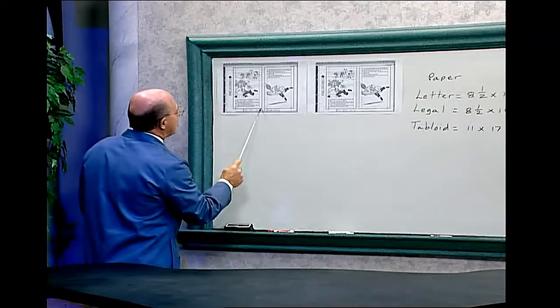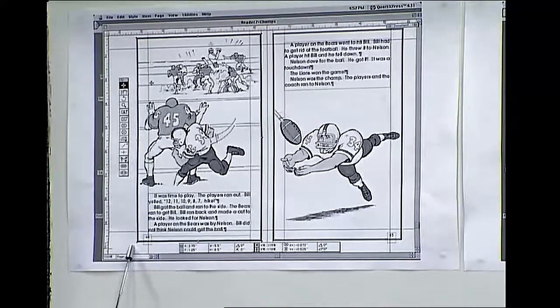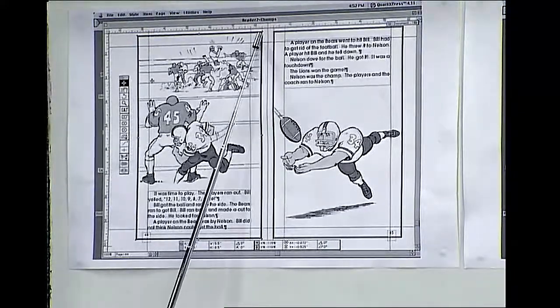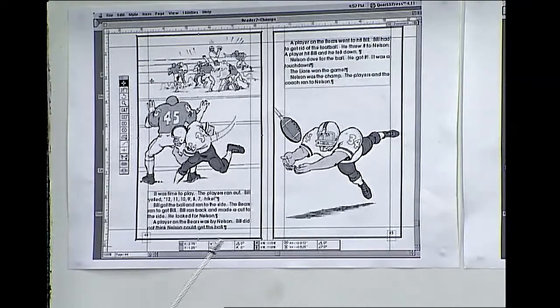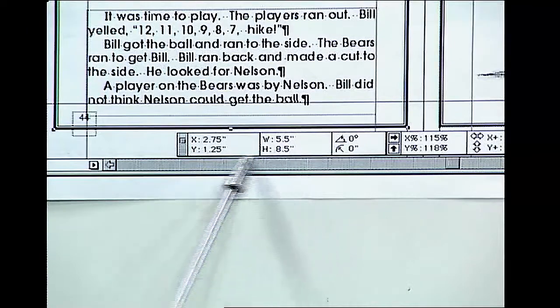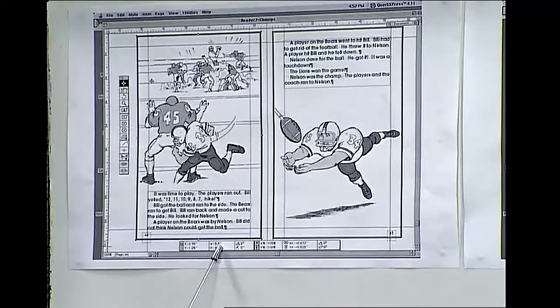But the frame here, you see these little points highlighted? 1, 2, 3, 4, 5, 6, 7, 8. That's the picture frame. And that's smaller. That's 5.5 by 8.5. Notice the decimal point. The width is 5.5. The book is 6 inches.